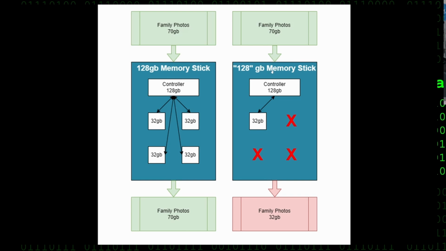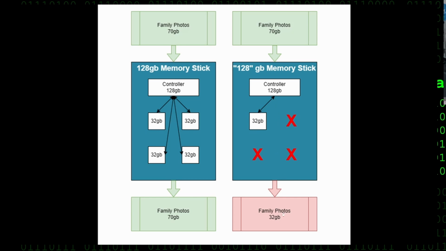So you start copying your family photos on. It starts putting the family photos on here, and it gets to 32 gigs worth, and then it says, it's all right, I'll start putting them onto this memory chip here. Except that memory chip doesn't actually exist. But the controller doesn't know that. It thinks it's there. So it merrily says, yeah, I'm fine, I'm copying your files on, no problem.